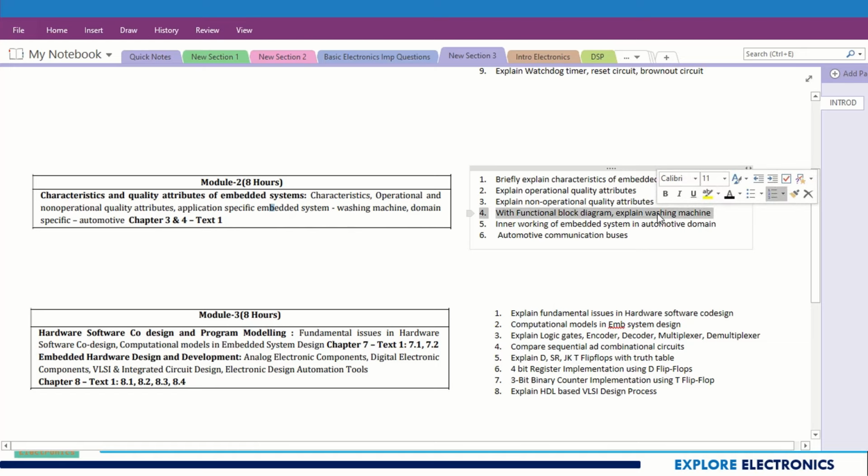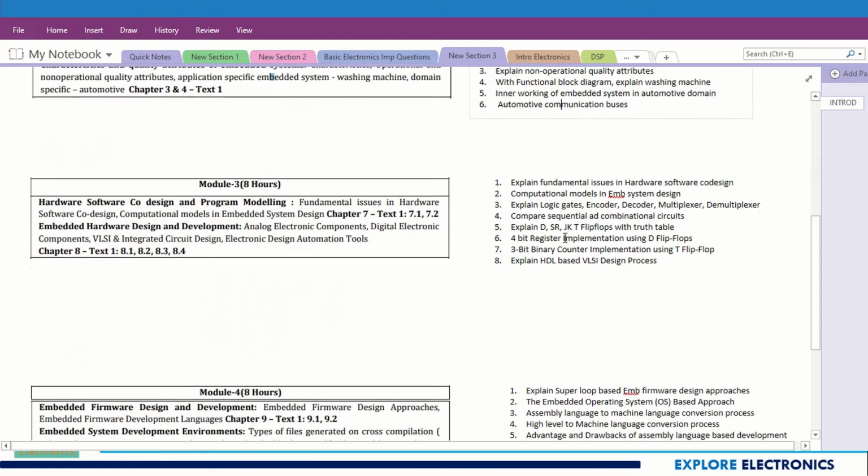Since this is a very good application of embedded system, you can expect this question in the exam. And inner working of automotive domain embedded systems, and also automotive communication buses included in the system. So these are a few questions from module 2.